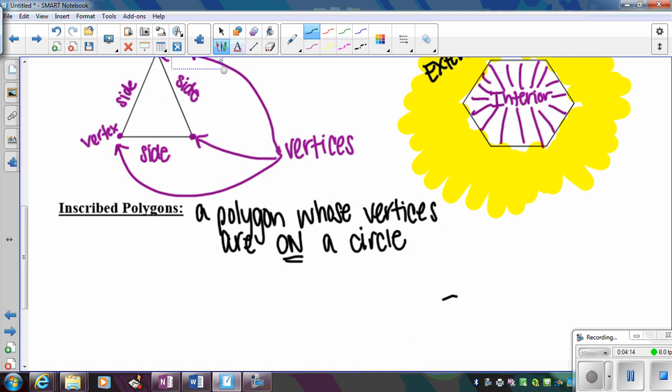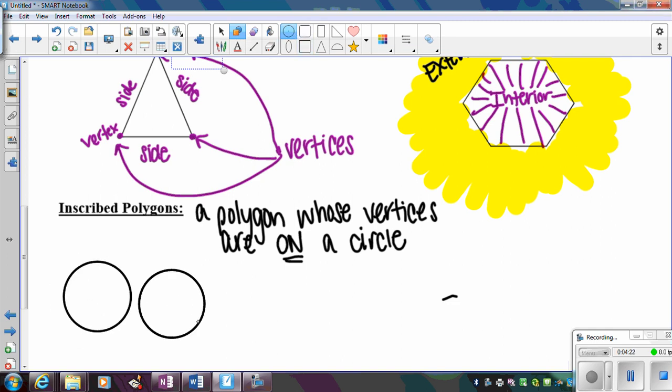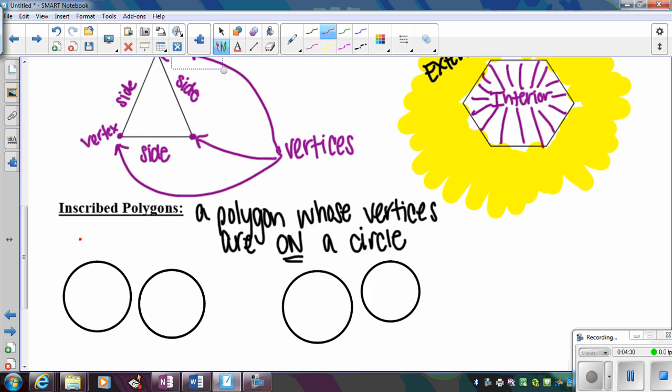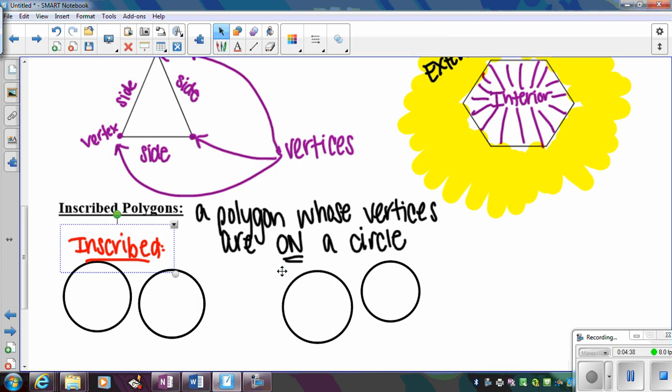So if we start with some circles, let's get some circles drawn here. So if I start with some circles, just give you some examples. So I'm going to draw the first side here. I'll say that these are inscribed. And these will be not inscribed down here. Let me just move these.